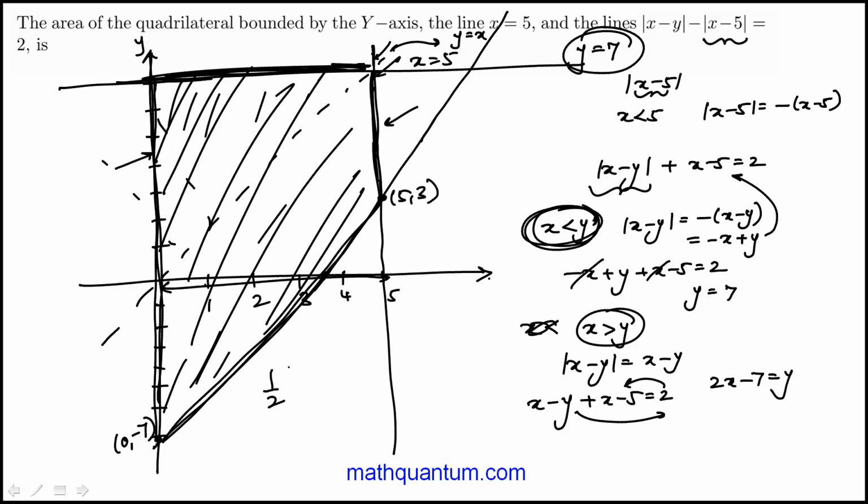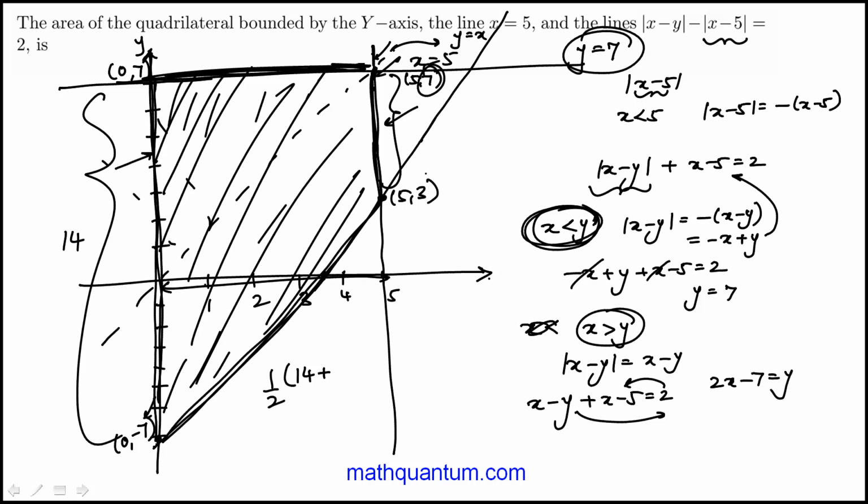So area would be half base 1 plus base 2. So this here, that's 0, 7, so that's 14, from minus 7 to 7. So base 1 is 14. Here, we know that point here is 5, 7. That's the difference between the y coordinates. So this would be 4. So that's your other base.